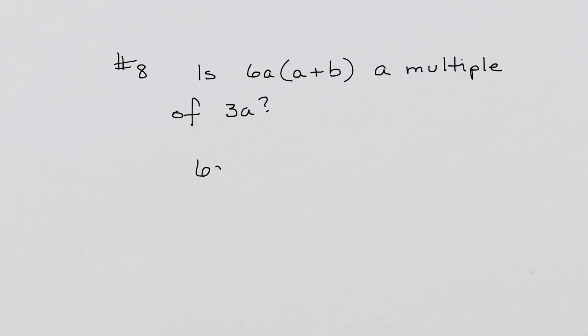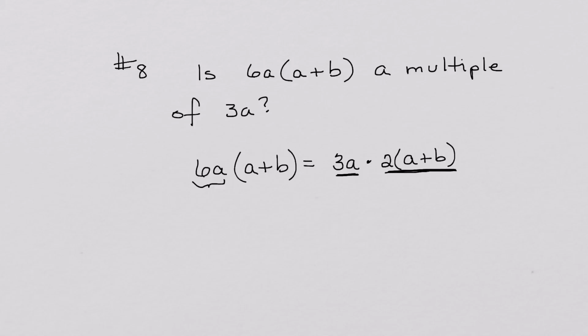So we've got 6a times a plus b. Now, some people might go ahead and distribute and then try to factor out a 3a. You can do it that way. But really, all I have to do is look, does 3a divide into 6a? Yes, it does. So 6a is 3a times 2, and then I just don't lose the a plus b part. So I have 3a, which is my factor, the thing that I want to see, is 6a times a plus b a multiple of 3a? And then here's the leftover stuff. Okay, so again, my answer is yes.